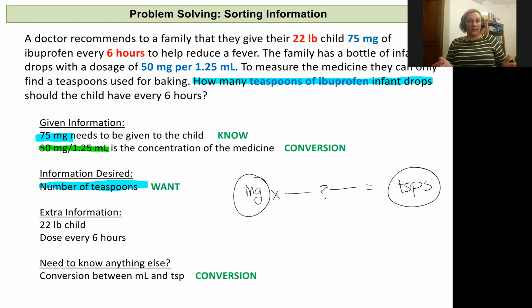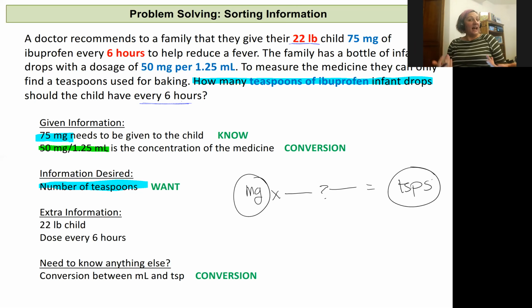Now, most word problems actually have extra information in them. In this case, the 22 pounds, the weight of the child, we probably won't need to use because nothing is telling us that we need to calculate the amount of medicine to give the child from a per pound dosage. And we're told every 6 hours it needs to be given, but we're asked how much should be given every 6 hours. So we don't need to use the 6 hour piece of information either.